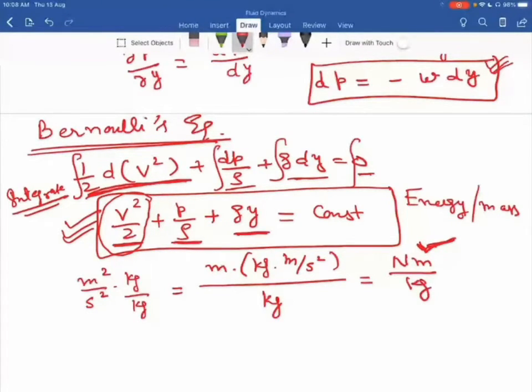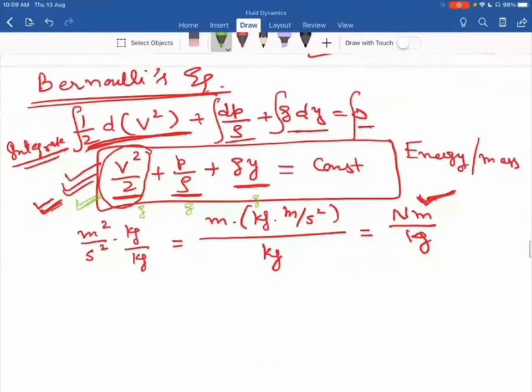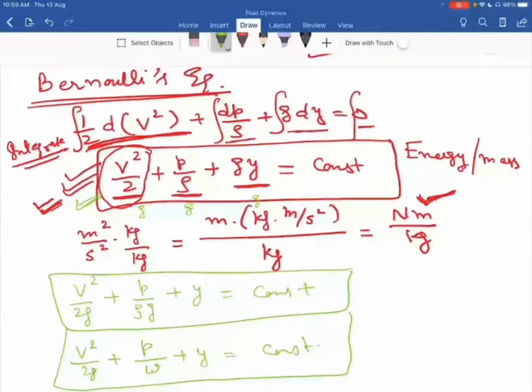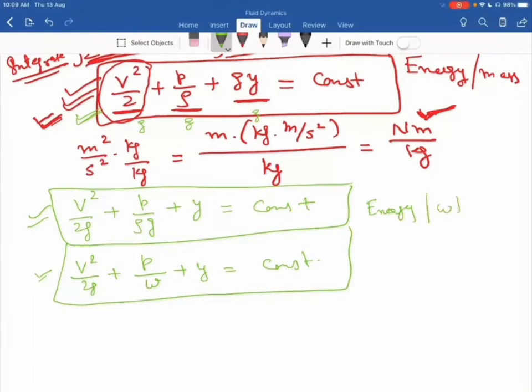Now if I divide all the terms in this equation by g, I can write the Bernoulli's equation again as v square divided by 2g plus p by rho g plus y equal to constant. Or you can also write it as v square by 2g plus p by w, where rho g is w, the specific weight, plus y equal to constant. In these two equations, each term represents energy per unit weight.